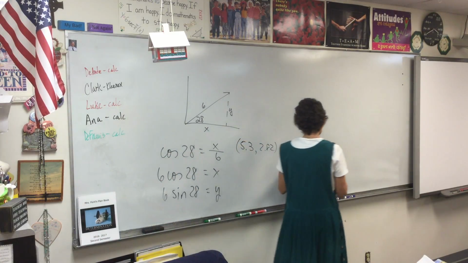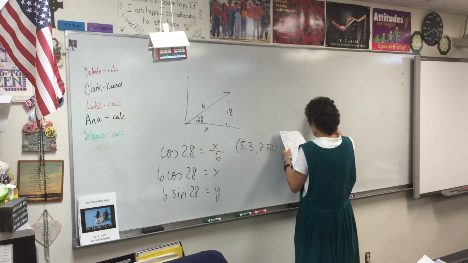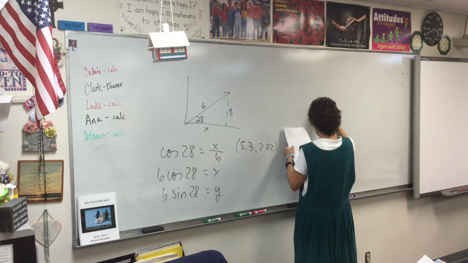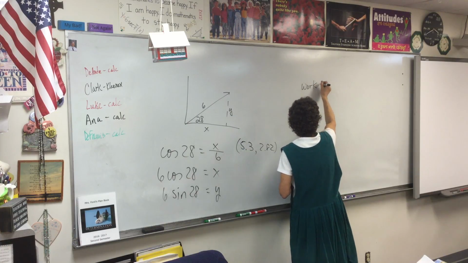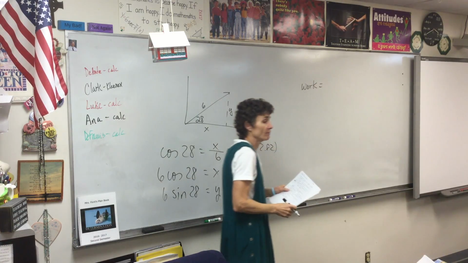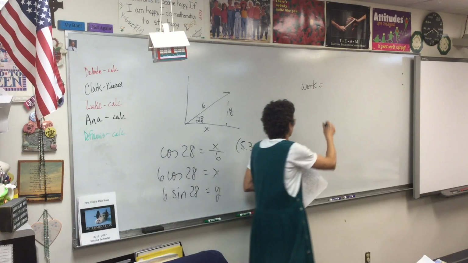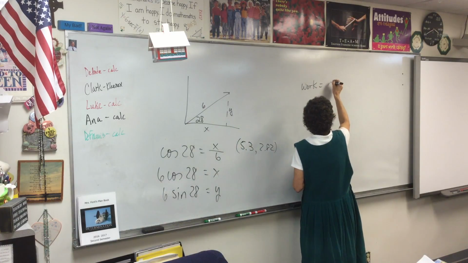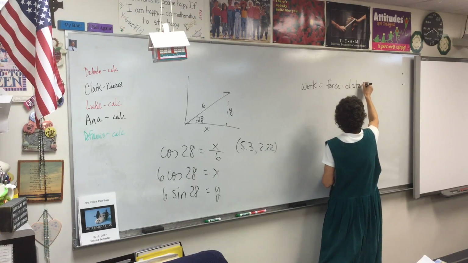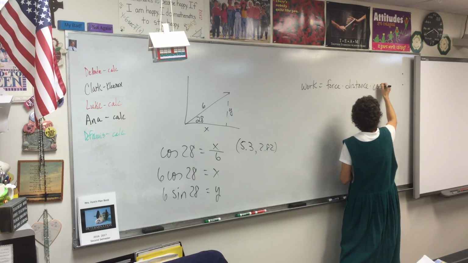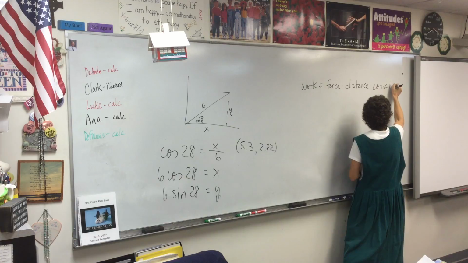All right, find the work done when a 12-pound force in the direction of 1, 3 moves an object from 0, 0 to 10, 0. Now remember that work is an application of the dot product. Work is force times distance times cosine of the angle between.